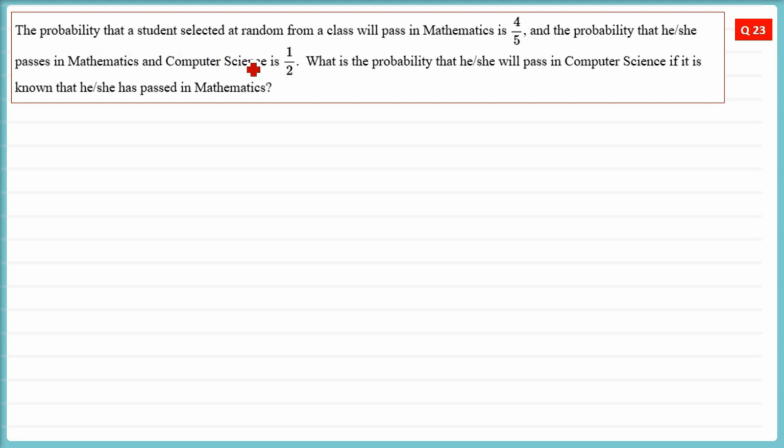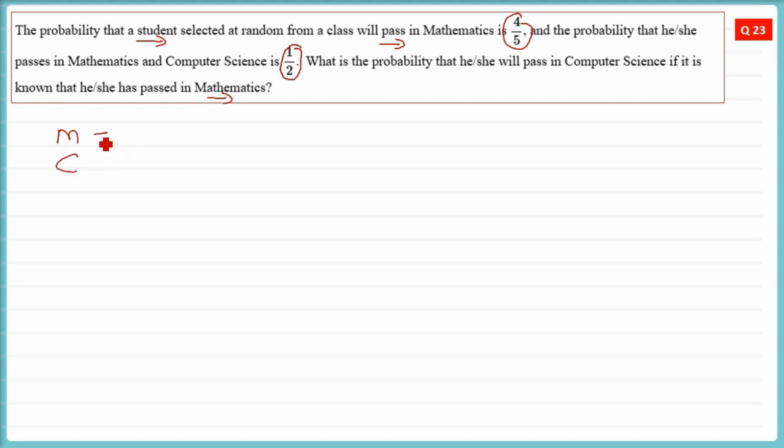The probability that a student selected at random from a class will pass in mathematics is 4 by 5. Now if you select any of these students at random, the probability that they pass in mathematics is 4 by 5. And the probability that he or she passes in mathematics and computer science both, which means it's an intersection, that is, the student has to pass both in mathematics and computer science together. What is the probability that he or she will pass in computer science if it is known that he or she has passed in mathematics? Now if we know that he or she has passed in mathematics, what is the probability of he or she passing in computer science?